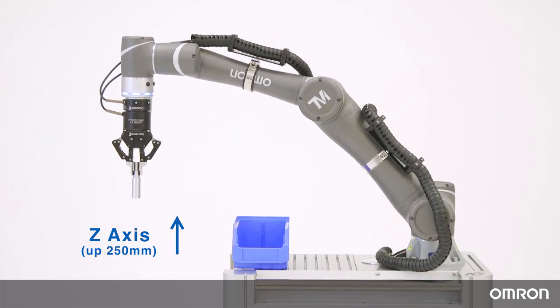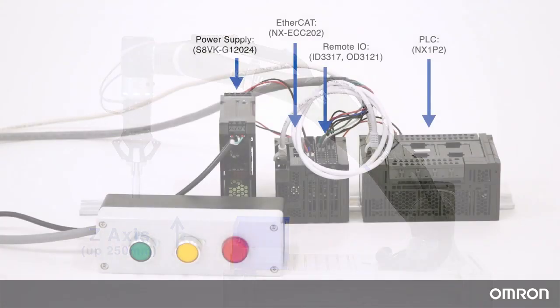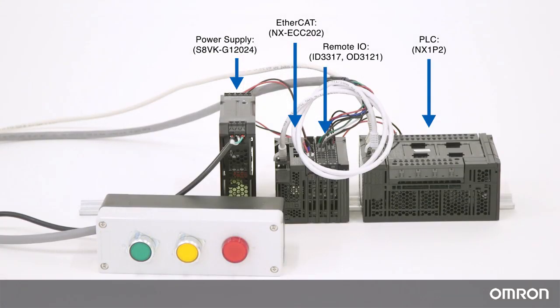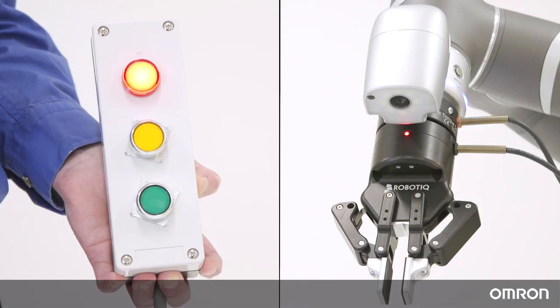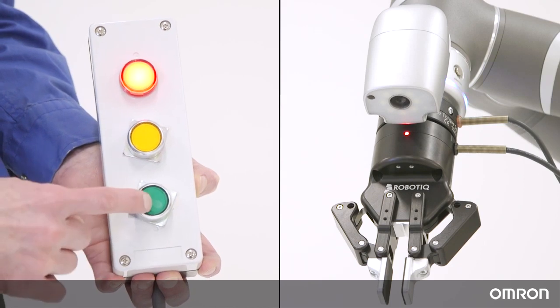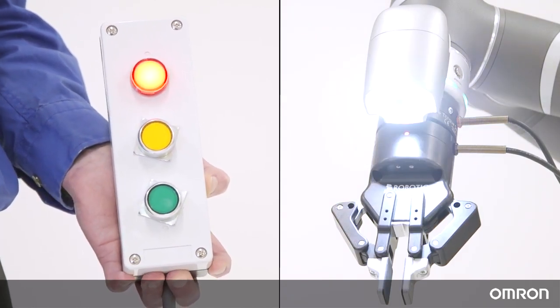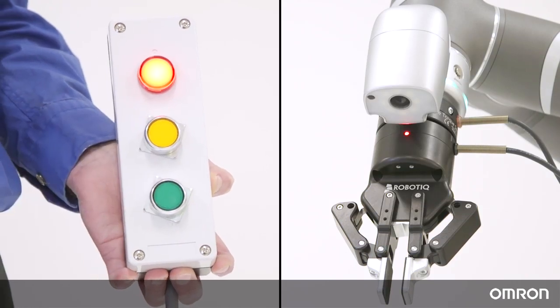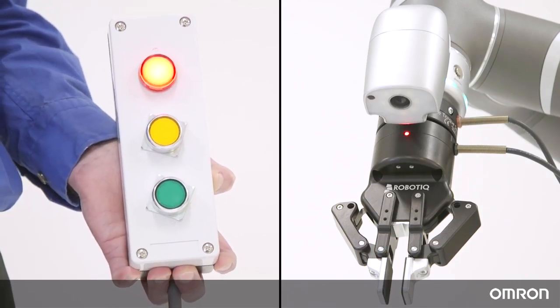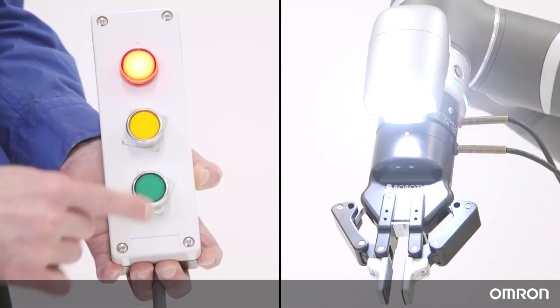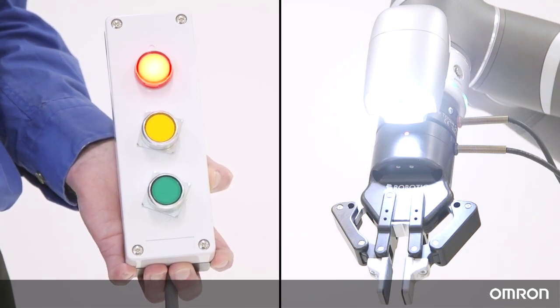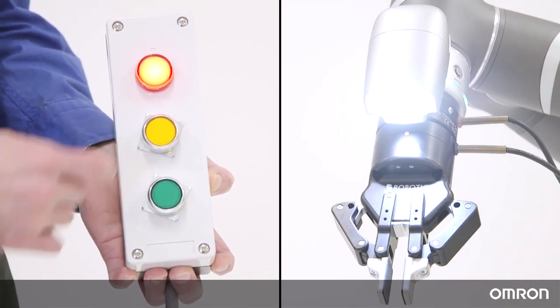Now let's discuss NX to Omron PLC Modbus communication. Modbus is an excellent communication tool for external controllers, such as the Omron NJ and NX PLCs. Here is an example of the Omron NX controller using Modbus through a Sysmac interface to turn the camera module light on and off. When the green button is pressed, the light turns on. When the yellow button is pressed, the light turns off.